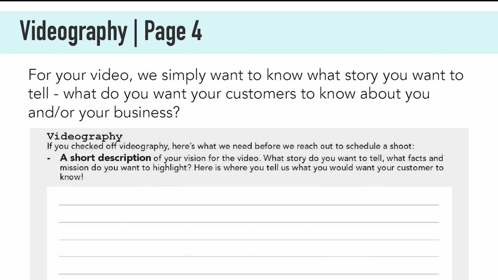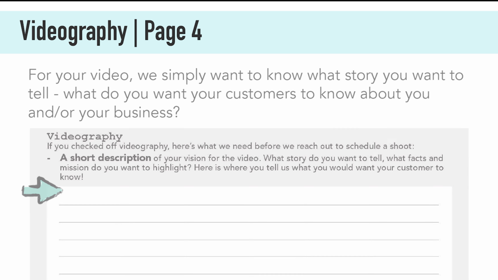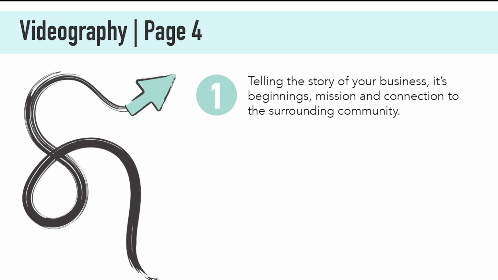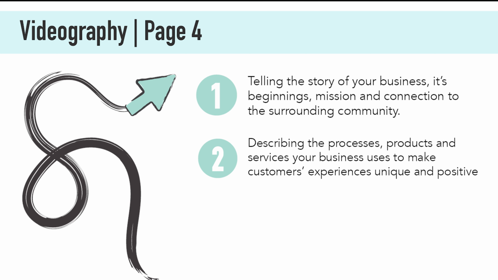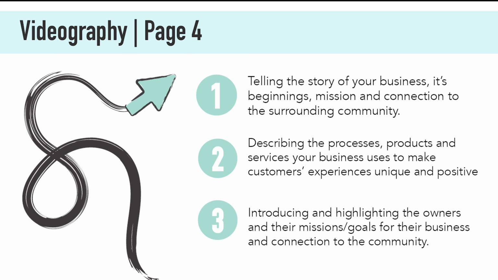In the videography section, we give you space to describe your vision or goals for the video. This is a little bit broad, but common requests are telling your business story and connection to your surrounding community that you service, or describing your business process and the products you're able to provide, or highlighting and introducing the owners and their mission or goals for the company. And it can be all three of those. We just want to hear what you want to tell your community and your audience. If you have no idea, it's perfectly okay to write that.